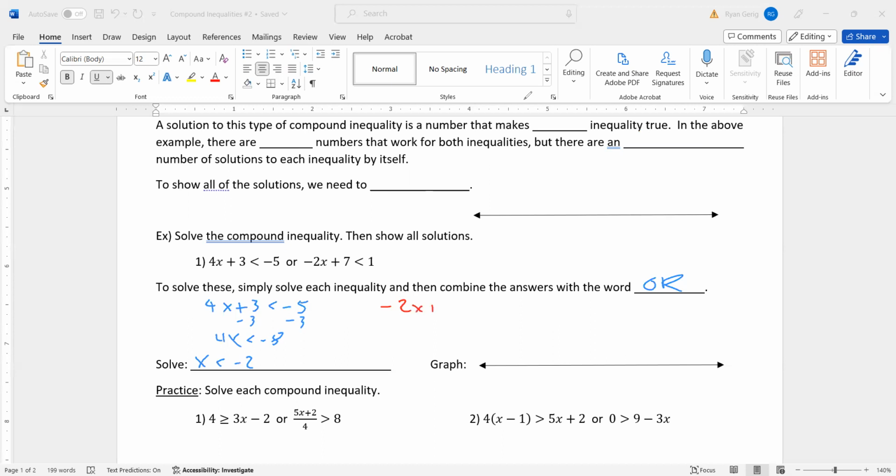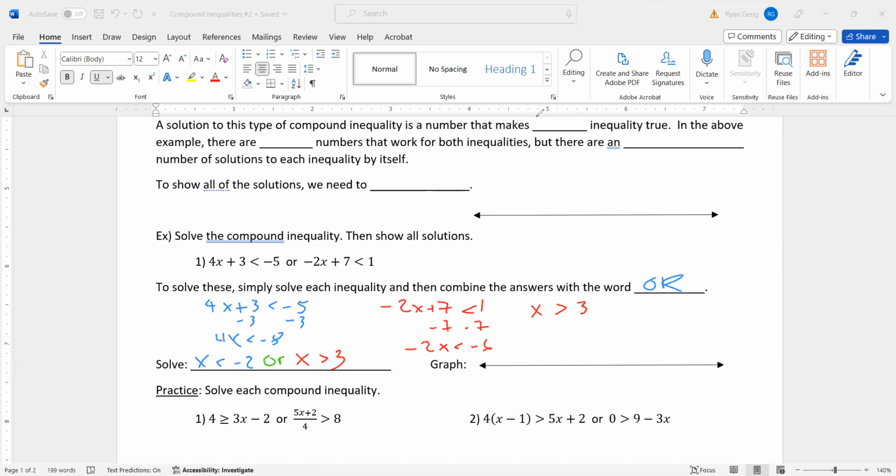-2x plus 7 is less than 1. Subtract 7. -2x is less than -6. Divide by -2. Because I divide by a negative, the sign does flip, and I get x is greater than 3. So I've got both of those there, and I need to combine them with the word "or," and it needs to be there. All right.